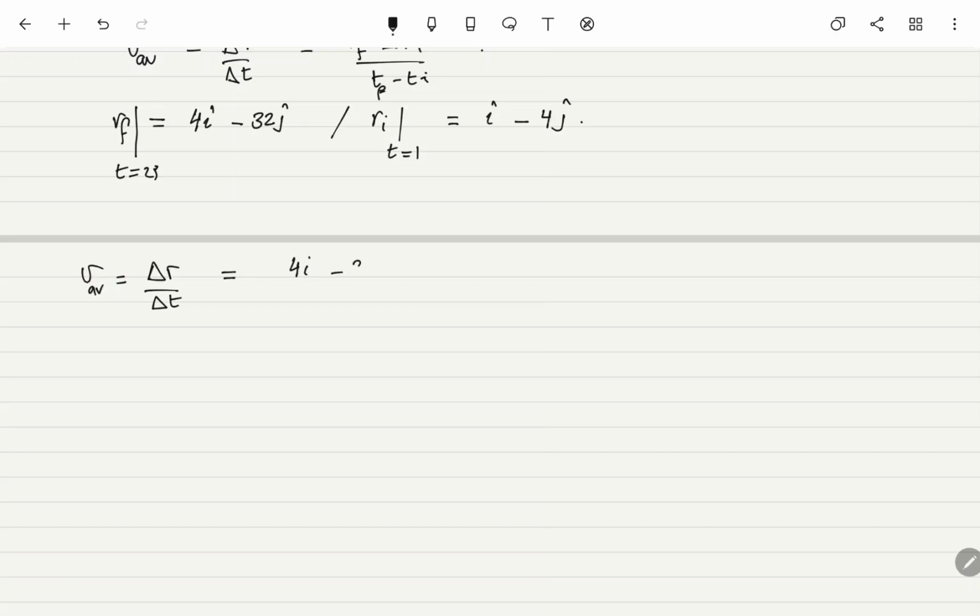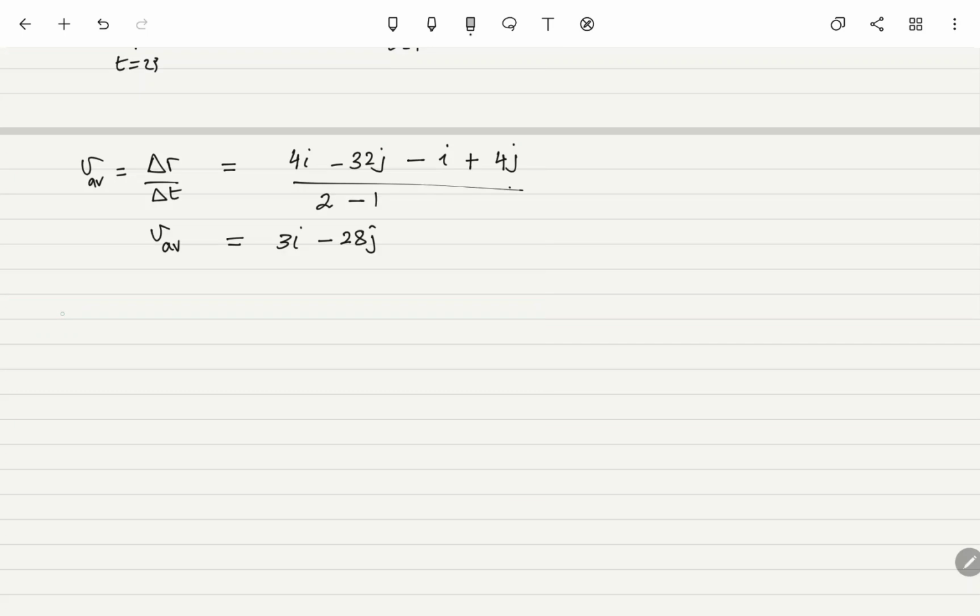So delta r by delta t, which is the average velocity, equals 4i minus 32j minus i plus 4j, divided by 2 minus 1. In other words, it equals 3i minus 28j. This is the average velocity.